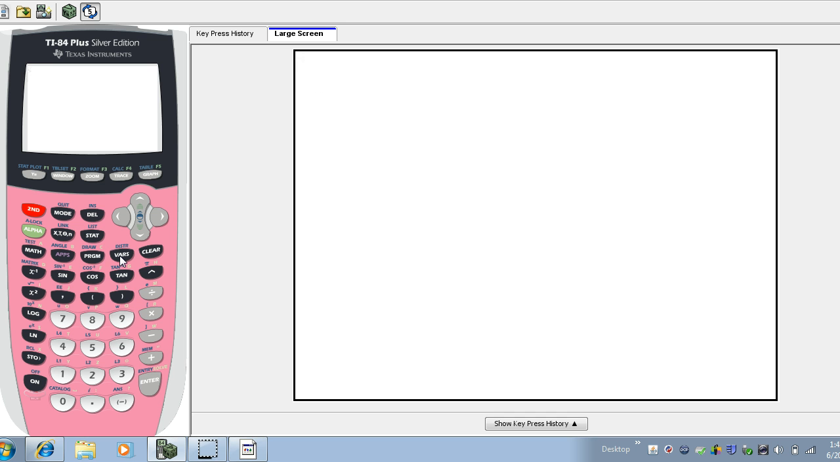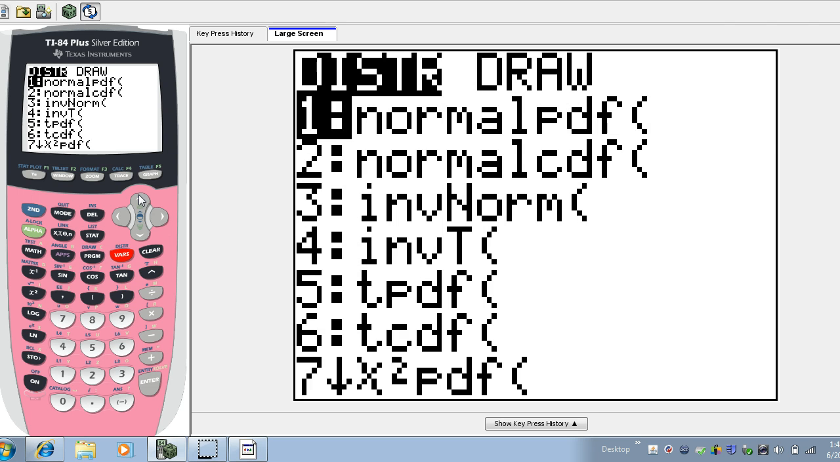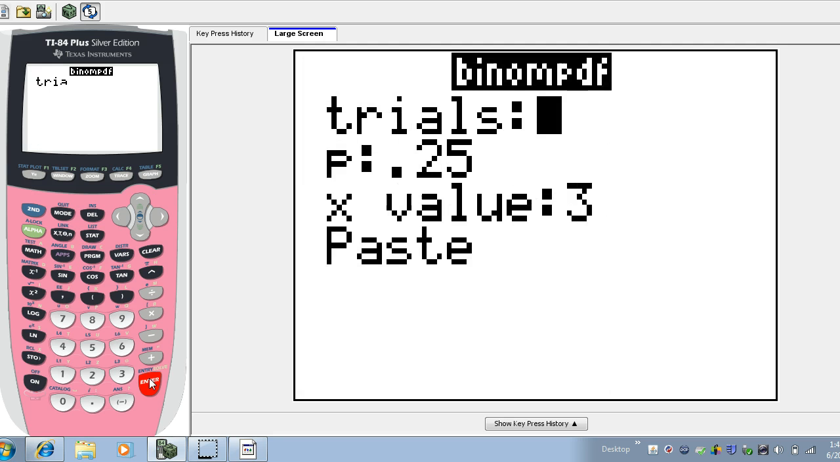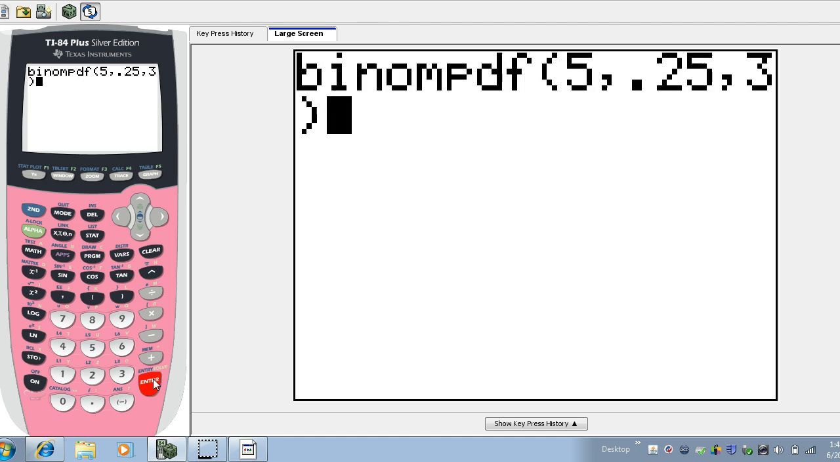To do a binomial distribution calculation, we hit 2nd Vars, and binomial distributions are up here. Binomial PDF, I'll talk about Binomial CDF in a moment. Because I have one of the newer versions of the operating system for the graphing calculator, it gives me this nice template that I can fill in. We have 5 trials. The probability of success is the same from trial to trial at 0.25, and we are looking for exactly 3 successes. I come down here to paste and hit enter.